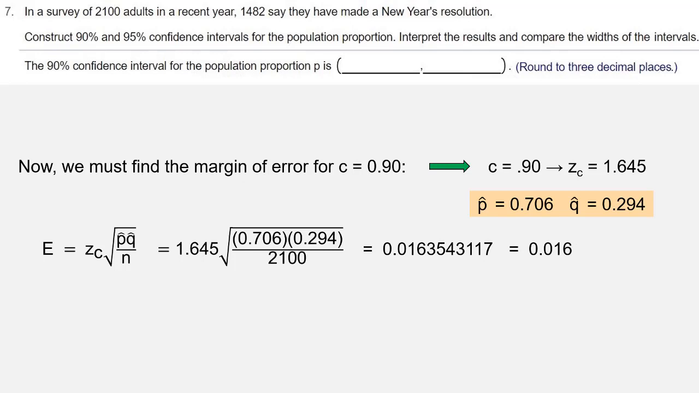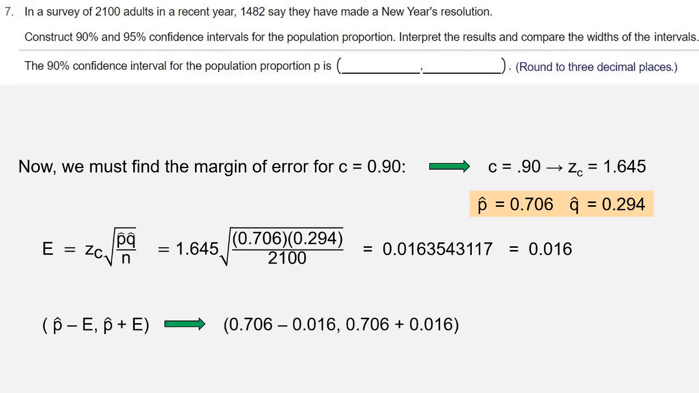So once we have the margin of error, we find the confidence interval by doing the point estimate p hat minus the error and the point estimate p hat plus the error. So our p hat was 0.706, so it's 0.706 minus 0.016 and 0.706 plus 0.016, which ends up being 0.690 to 0.722. That's our 90% confidence interval.